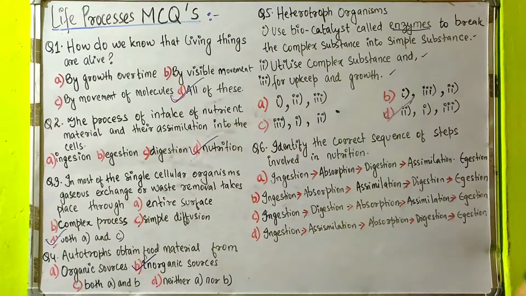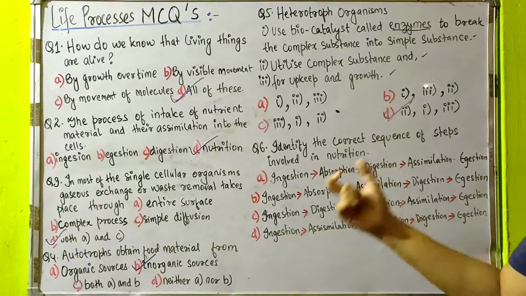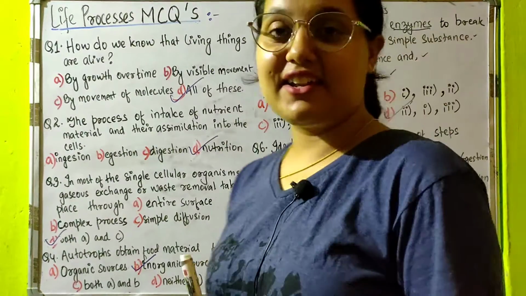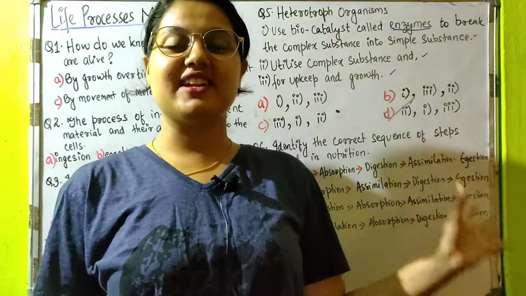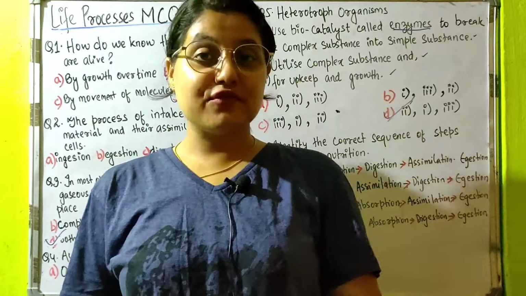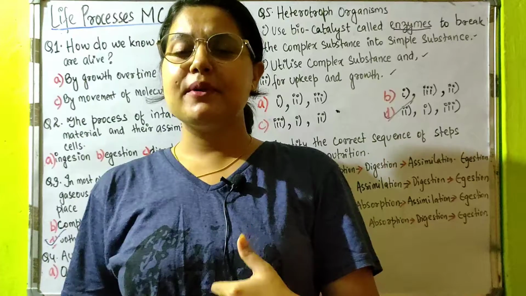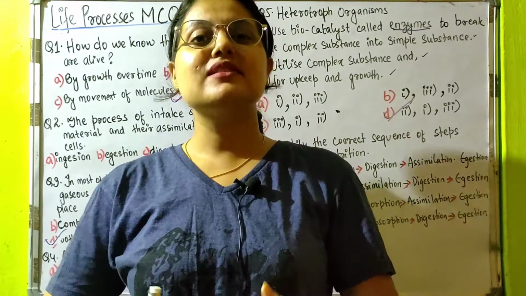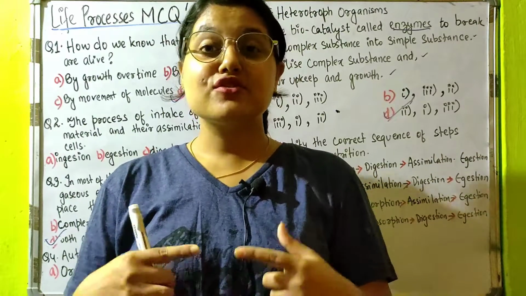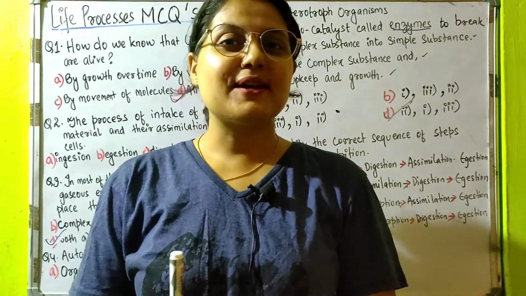Last but not the least question: identify the correct sequence of steps involved in nutrition. Out of all these options, which option do you think is correct? I'll explain first and you can tell it by yourself, students. First is the process of taking in food, which is known as ingestion. After we take in food, digestion happens in the stomach and small intestine. After digestion, the food is broken down into simple substances.